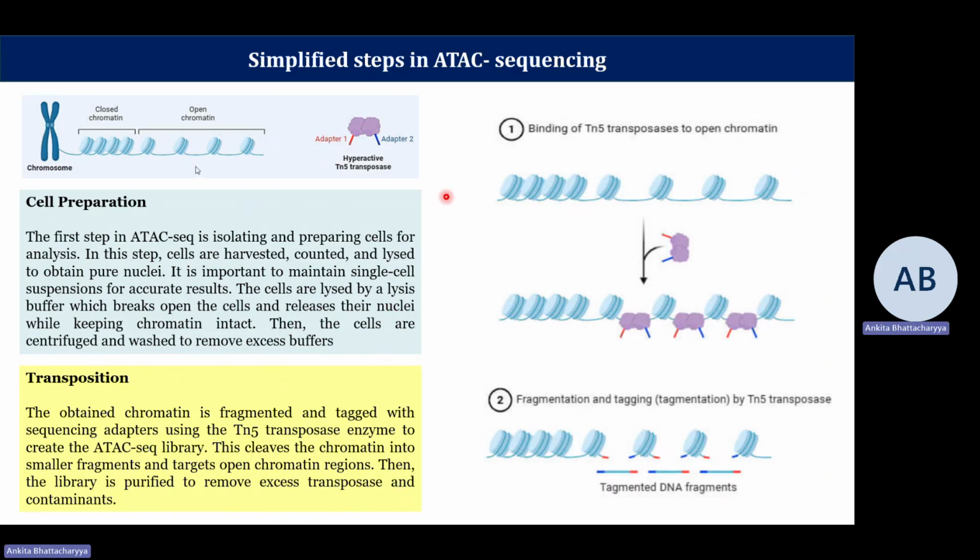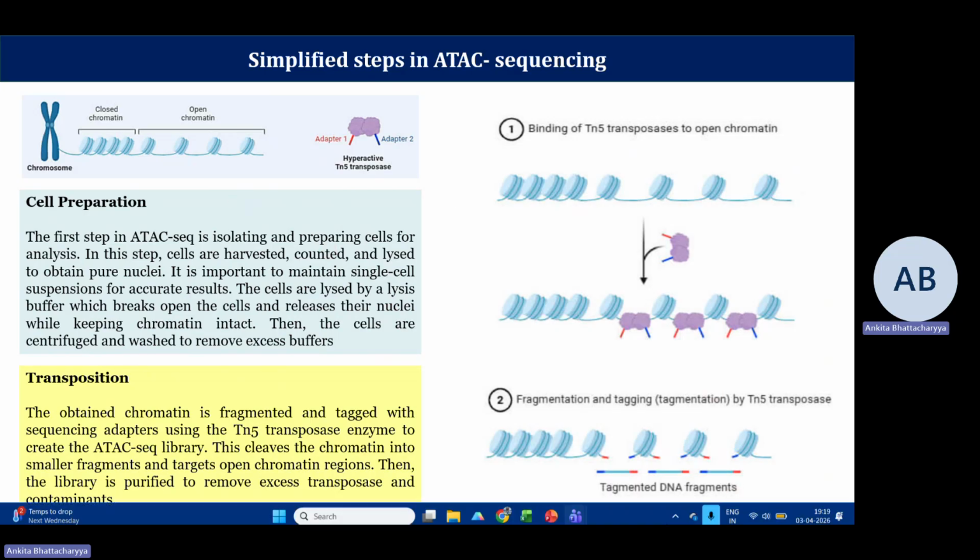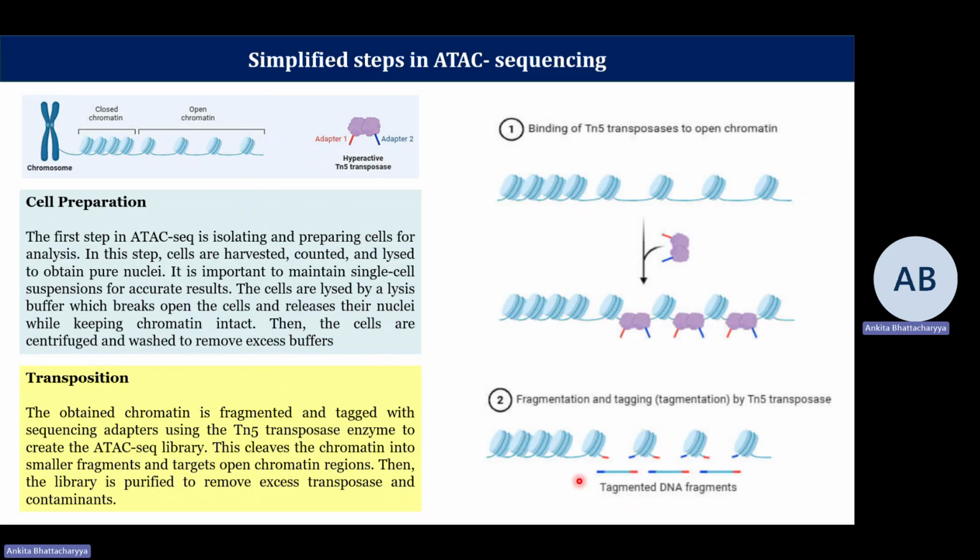This is the binding of TN5 transposases to open chromatin, fragmentation and tagging, otherwise also known as tagmentation by TN5 transposase. So tagmented DNA fragments are those which have undergone transposition and have ligated adapters at both ends.